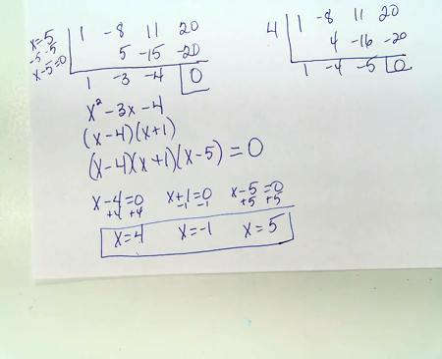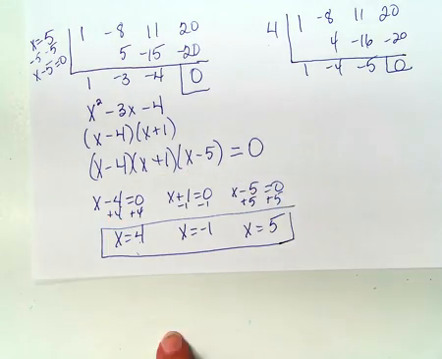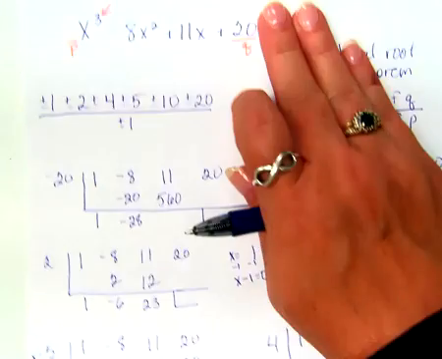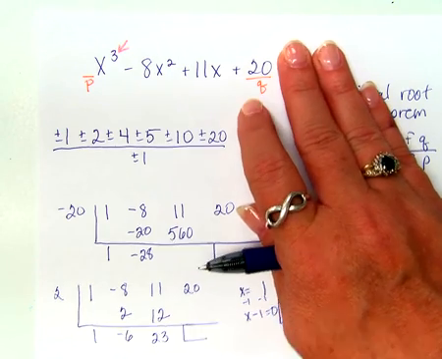If it says solve, now, if it says factor, stop here. Stop right there. Okay? But if it says solve, and if it says factor, it's not going to be equal to 0 most likely. It's just going to be that. Okay?